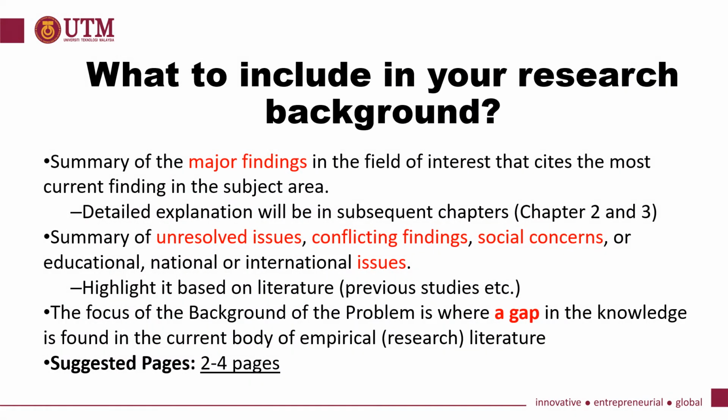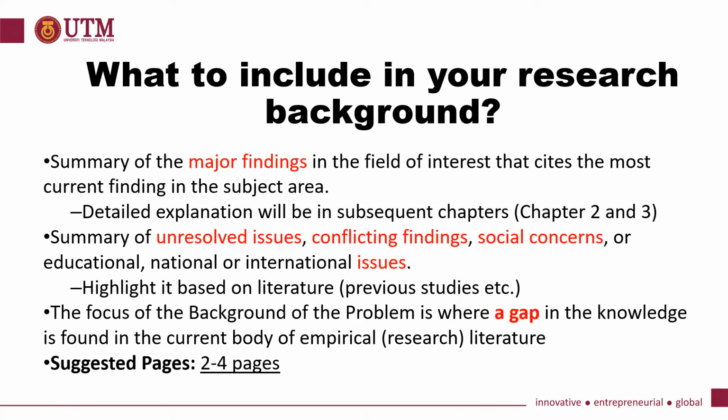So when you are writing your research background, what are the things that should be included? Some of the things that you need to include is summary of major findings. In this case, you have to make sure that you have conducted extensive literature review in which you are able to summarize the major findings in the field of interest that is relevant to the issue that you are going to explore in your current research.